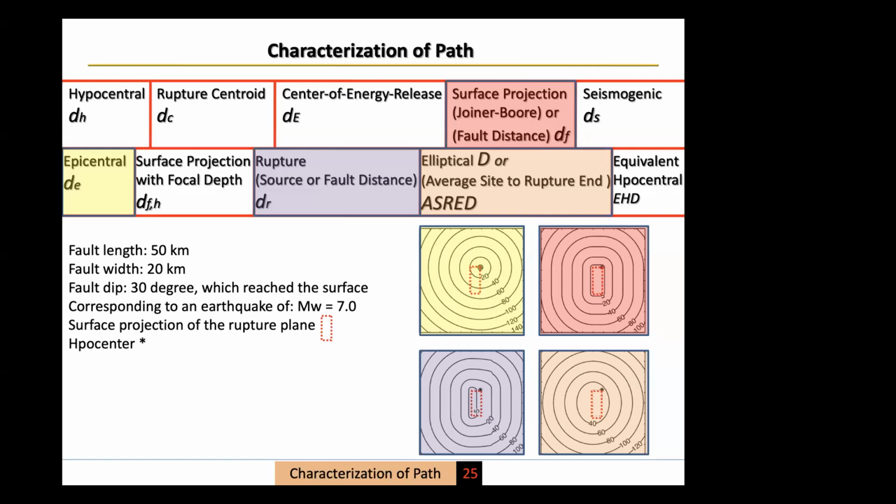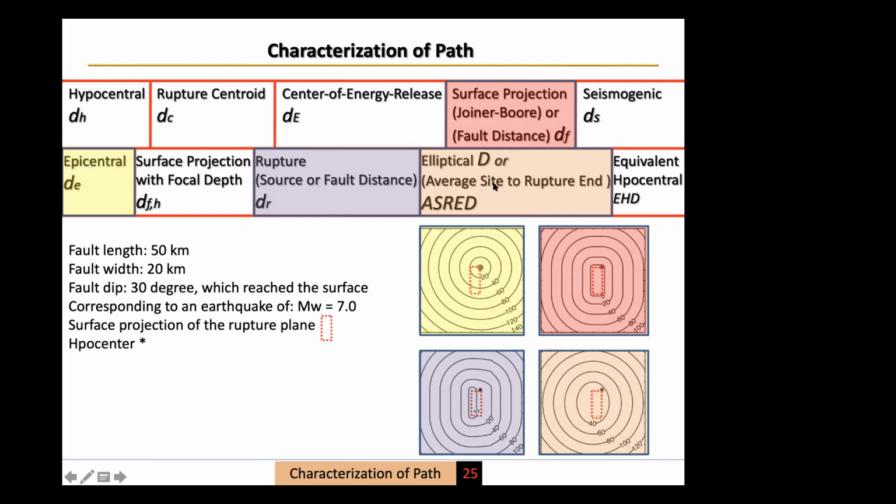This is the most important point. So these are the map views, and we have a fault plane, which is shown by this rectangle, and it's about 50 by 20, and its dip is 30 degrees, and we assume that it's corresponding to an earthquake of magnitude 7. And you can see the surface projection of the fault here, and the hypocenter is located here at this corner. So where the rupture starts.